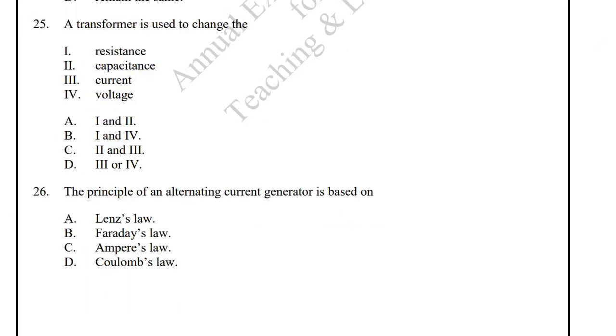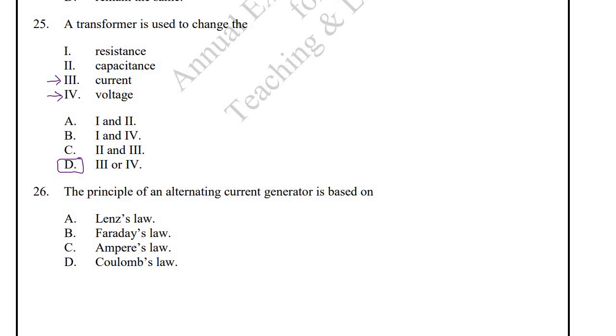Let's see question number 25. We have a transformer and we know that it works on the principle of mutual induction, and the main purpose of using a transformer in an AC circuit is to control the current and voltage. We have two types of transformers, step up and step down. A step up transformer increases the voltage while decreasing the current, and a step down transformer decreases the voltage while increasing the current. So for the control of current and voltage, we can use the transformer. So the correct answer will be option D, that 3 and 4, current and voltage can be changed by using a transformer.